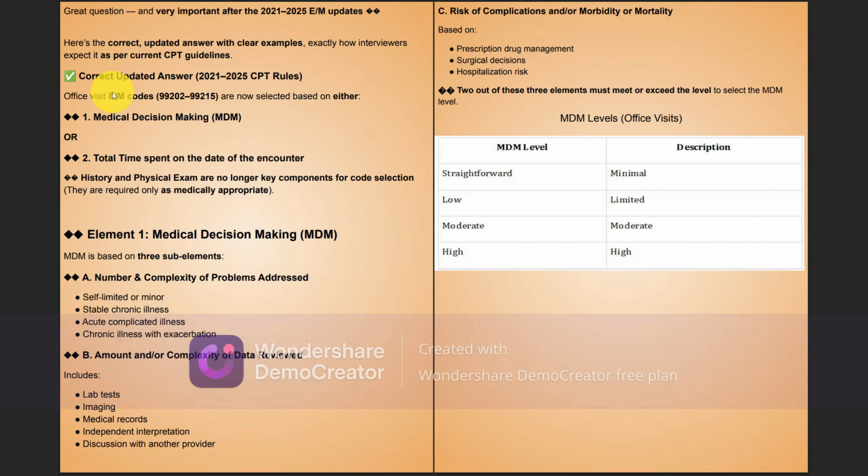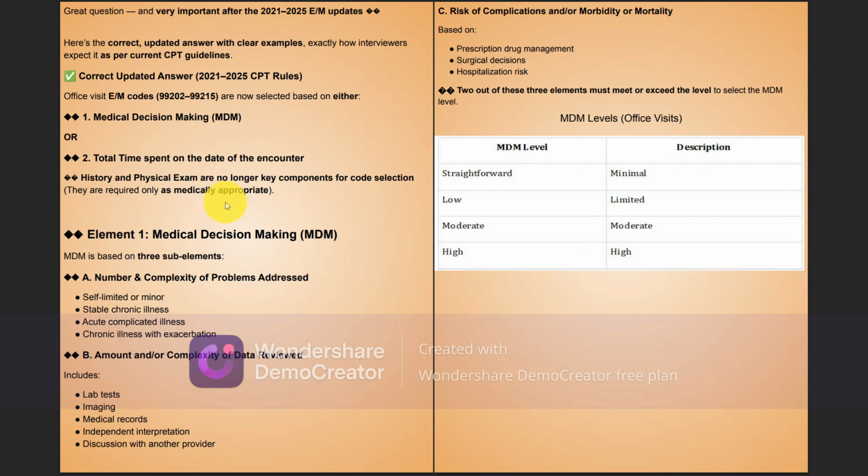Here is the correct updated answer with a clear example exactly how interviewers expect it, as per current CPT guidelines. Correct updated answer, 2021 to 2025 CPT rules. We can take the references. Office visit codes 99202 to 99215 are now selected based on medical decision making, MDM. Second is the total time spent on the date of the encounter. History and physical exam are no longer key components for code selection.